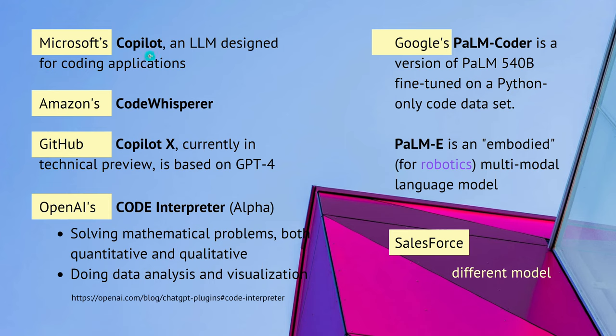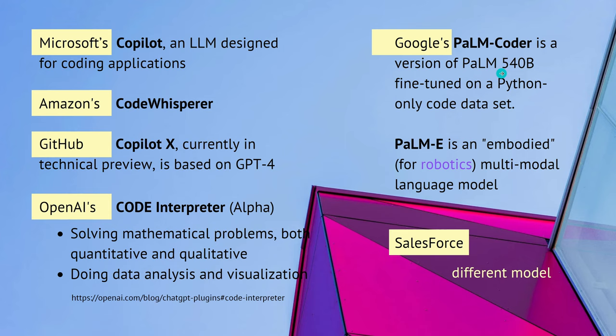We have Microsoft Copilot. Then we have CodeWhisperer from Amazon. Brand new, currently in a technical preview only, is GitHub's new Copilot X. This will be based on GPT-4, so I have not seen this system in operation, but this is really something I'm looking forward to. And of course, you know, OpenAI now has the code interpreter in the alpha version for solving mathematical problems, but also for quantitative and qualitative analysis. And they have a beautiful visualization where you can really see some nice graphs, two-dimensional, three-dimensional presentations of your data.